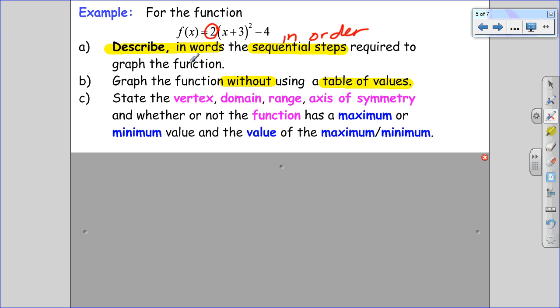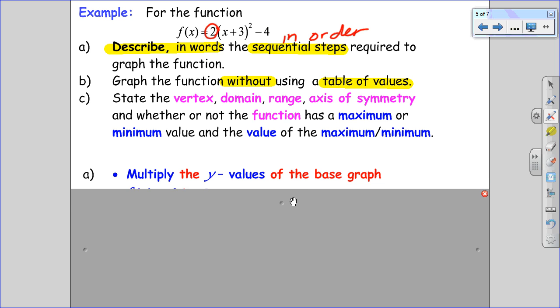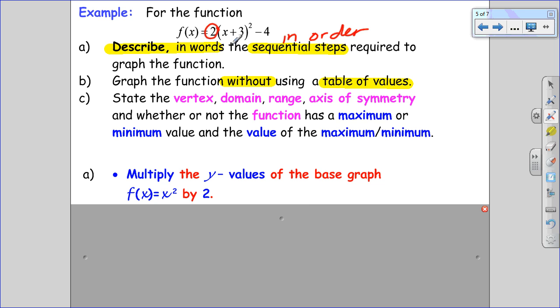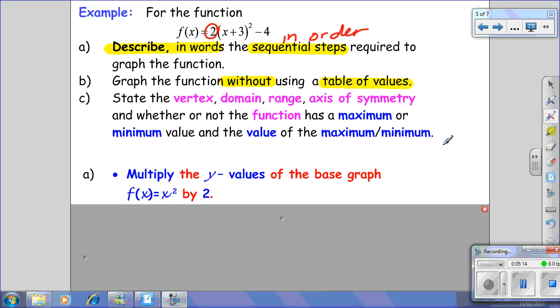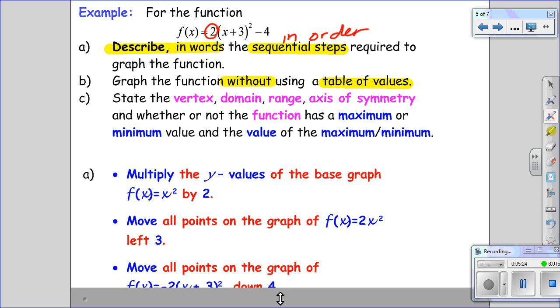I have a vertical expansion by a factor of 2. That tells me to multiply the y values of f at x is x squared by 2, and that's my first step. This plus 3 means take that graph, f at x is 2x squared, and we're going to move all the points left 3 and down 4. And we can do that all in one step.